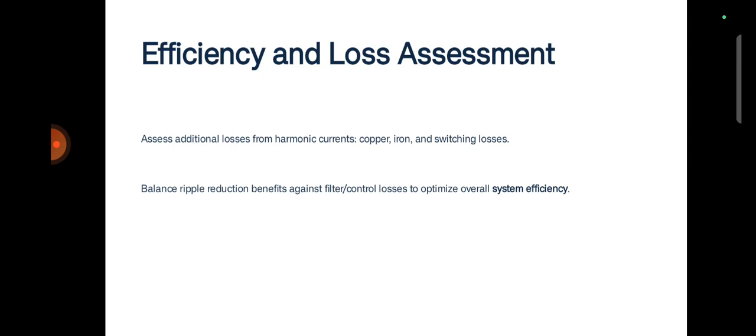Efficiency and losses assessment. Assess additional losses from harmonic current: copper, iron, and switching losses. Balance ripple reduction benefits against filter and control losses to optimize overall system efficiency.